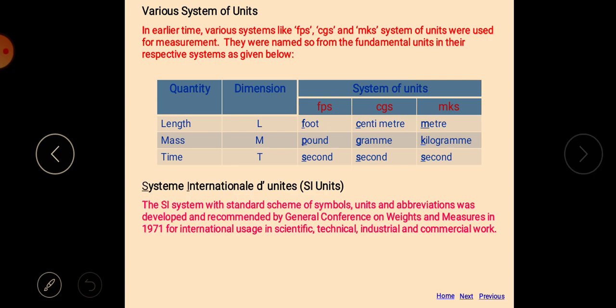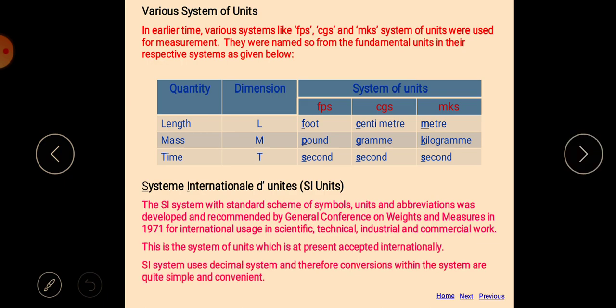Then this is the system of units which is at present accepted internationally. The SI system uses decimal system and therefore conversions within the system are quite simple and convenient.